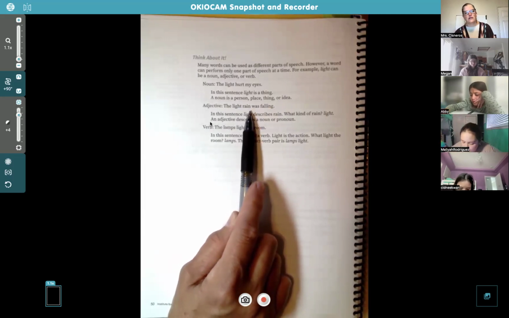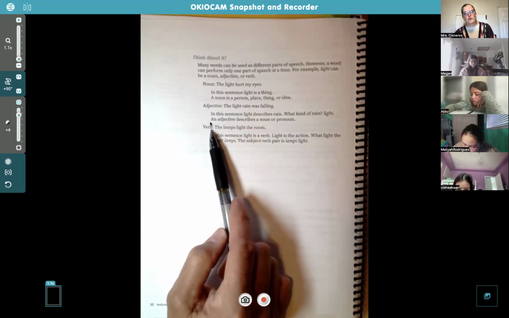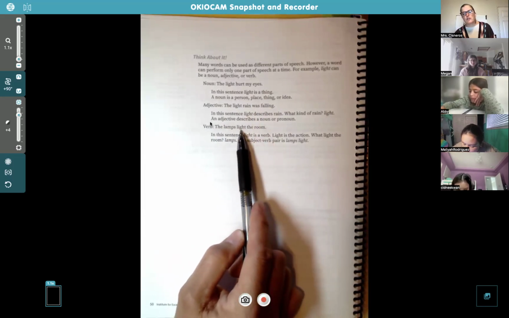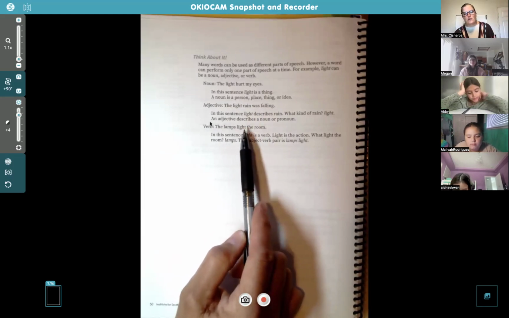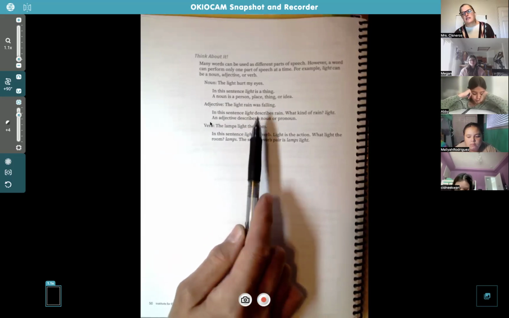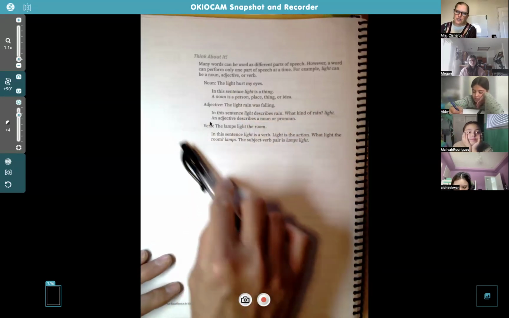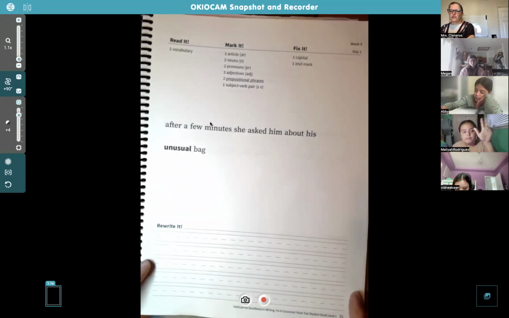A light rain. And then look how it's used as a verb here. The lamps light the room. It's what the lamps are doing. They're lighting up the room. So this light is a verb. So that's how you can see the same word used in different parts of the sentence or a different way, and how it can either be a noun, an adjective, or a verb. That's what's hard about English, but they just wanted you to see that and know that. Okay, so go to the practice page.